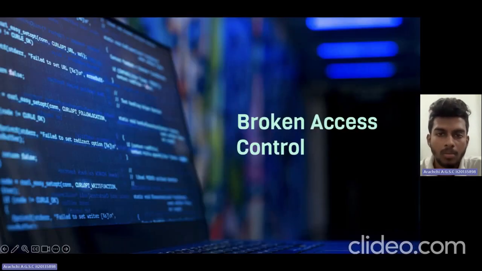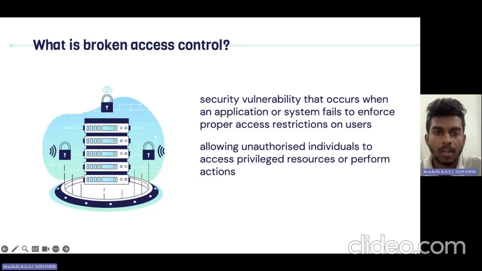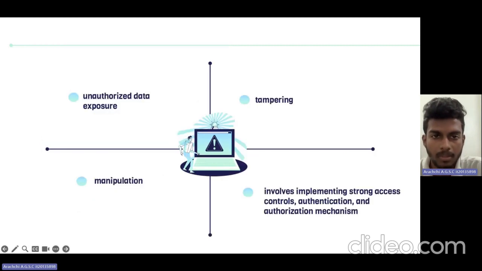The first vulnerability I have found is broken access control. What is broken access control? It is a security vulnerability that occurs when an application or system fails to enforce proper access restrictions on users. From this, it allows unauthorized individuals to access privileged resources or perform actions. This can result in unauthorized data exposure, tampering, or manipulation. So preventing broken access control involves implementing strong access controls, authentication, and authorization mechanisms to ensure that users can only access the resources and perform actions that are appropriate for them.